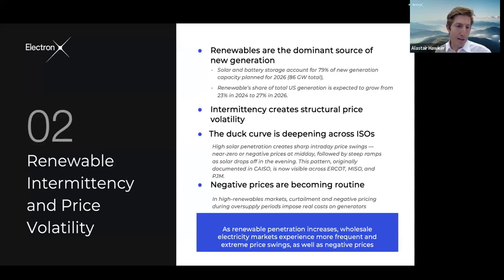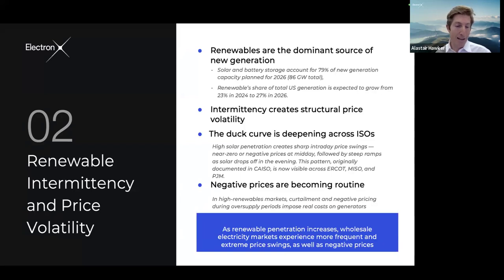Two, renewable intermittency and price volatility. Renewable share of total US generation is expected to grow from 23% in 2024 to 27% this year. Solar, wind, and battery storage combined accounted for more than 90% of all new generation capacity added last year. The intermittency of renewables drives intraday volatility, and renewables have created negative prices which have now become routine.